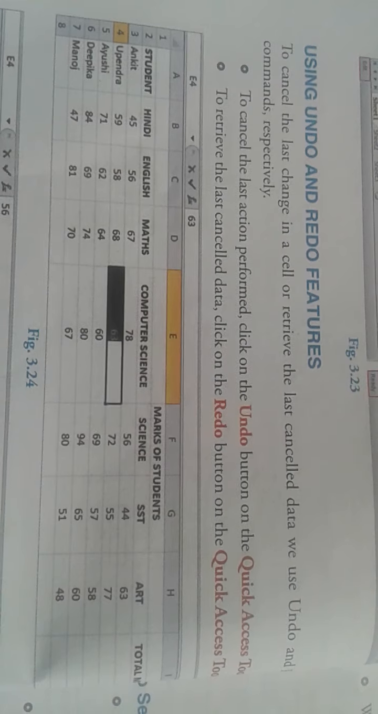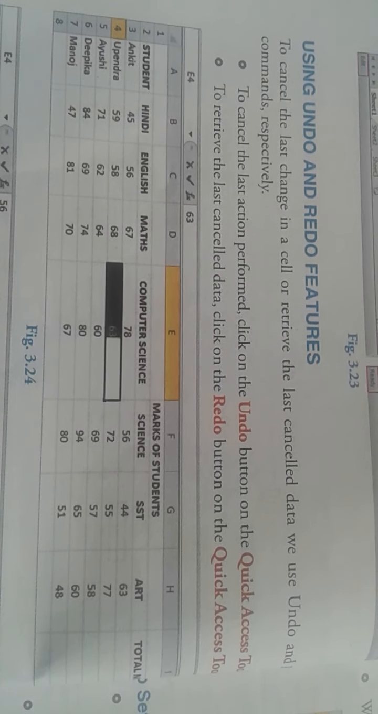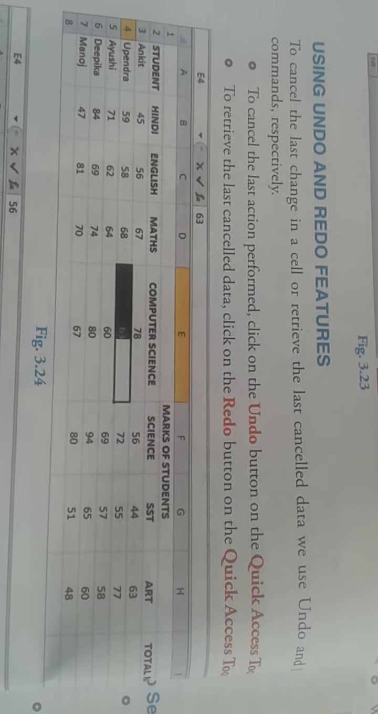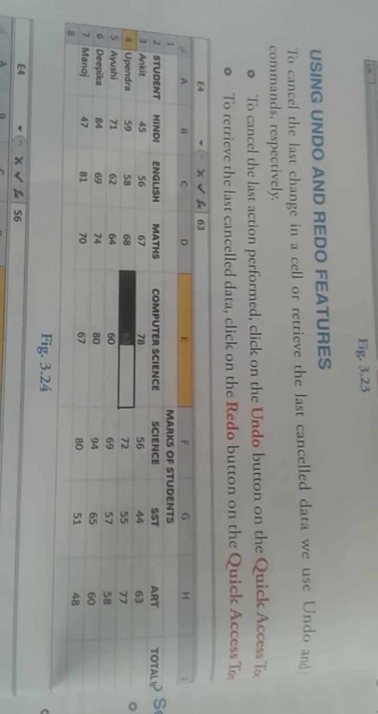To retrieve cancelled data, we click on the redo button on the quick access toolbar. So these are the functions of undo and redo.